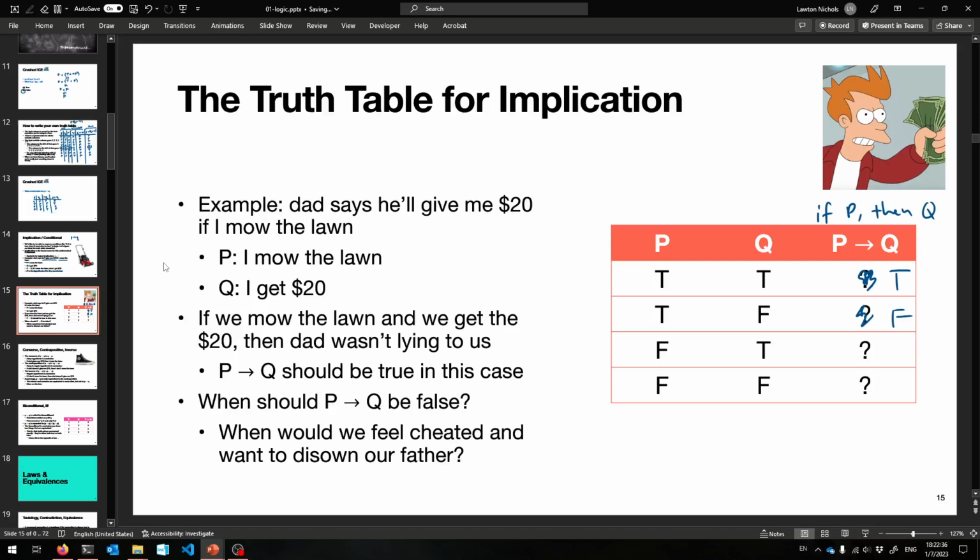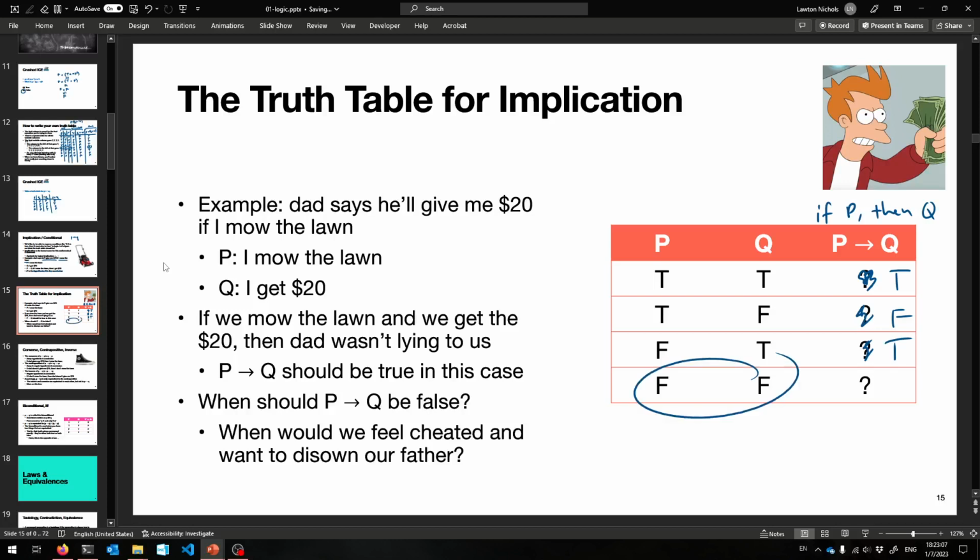Does that make sense? And then the rest of these, we'll just say they're true, because Dad was neither lying nor telling the truth in those cases. So, for example, if I did not mow the lawn, but I got $20 still, what does that tell me about what Dad said? Well, it's kind of like null and void at that point. I didn't uphold my end of the bargain, but Dad was still nice to me and gave me $20. So I don't feel cheated. So that can be true here. We'll define that to be true if P is false and Q is true.